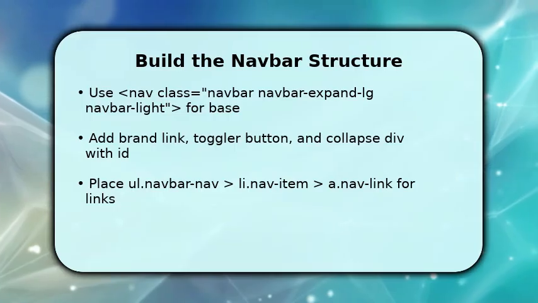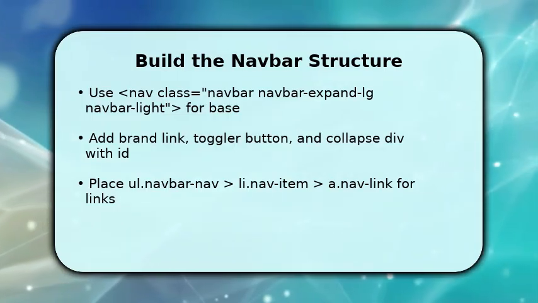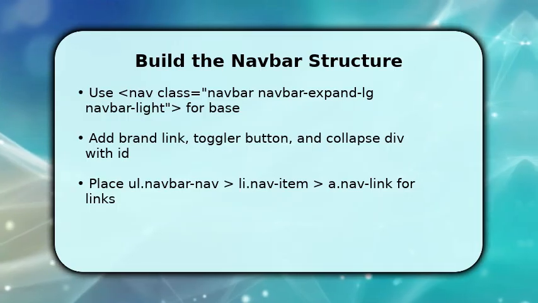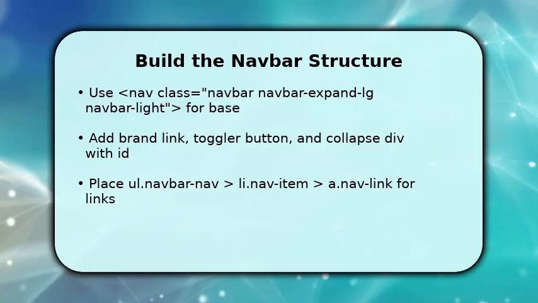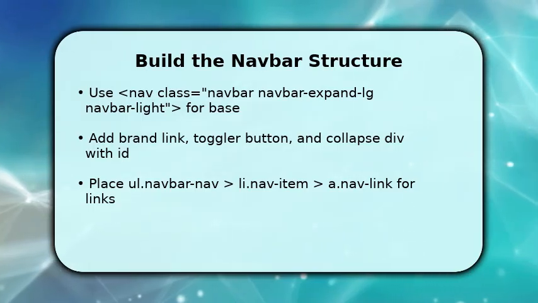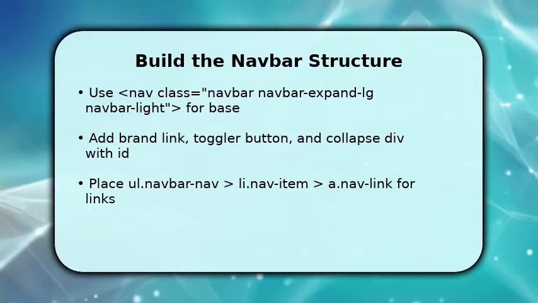Now assemble the markup. Use a nav element with navbar and navbar-expand classes to control collapse breakpoints. Add your brand as an anchor with navbar-brand so users recognize the site. Insert a button with navbar-toggler and data attributes that target the collapse ID. This creates the hamburger on small screens.